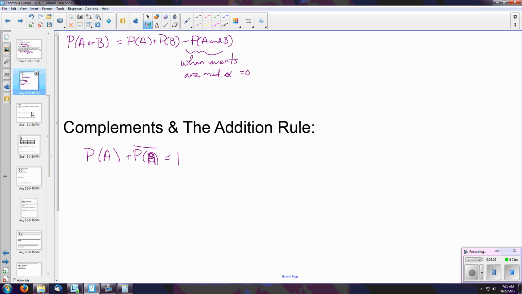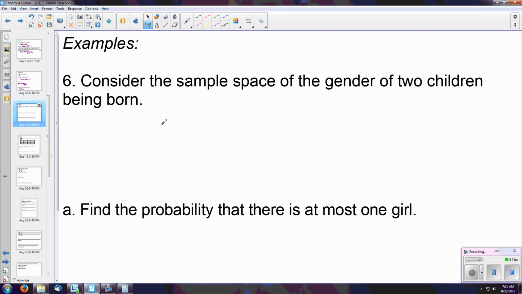Let's take a look at some examples. Consider the sample space of the gender of two children being born. To do this, you have a few options for constructing it. The first would be to use a tree diagram, or the second would be just to make the list in your head. So what are the possible outcomes when a child is born?